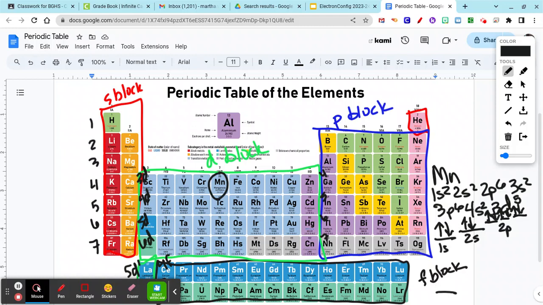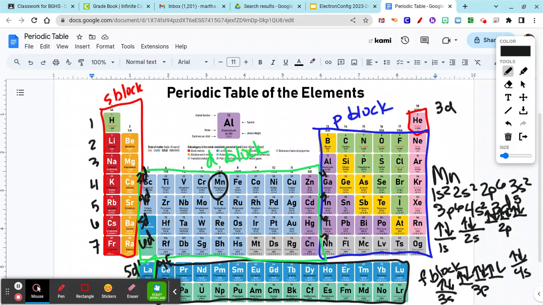So I'm going to move down here for 3s. 1 up, 1 down. 3p, 1, 2, 3. 1 up, 1 up, 1 up, 1 down, 1 down, 1 down, since I have 6. Then my 4s, 1 up, 1 down. And now when you get to 3d, I'm going to move way up here, which normally you would not do. You would keep them all in a line. But I'm running out of room.